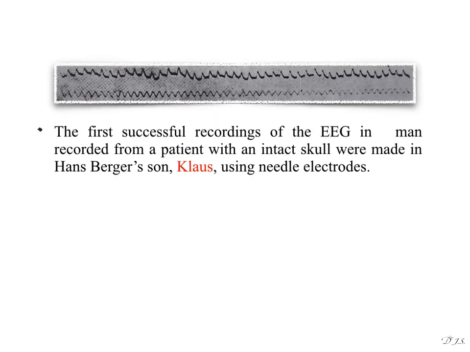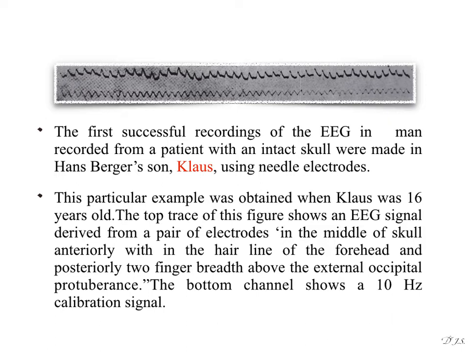The first successful recordings of the EEG in man recorded from a patient with an intact skull were made in Hans Berger's son, Klaus, using needle electrodes. This particular example was obtained when Klaus was 16 years old. The top trace of this figure shows an EEG signal derived from a pair of electrodes in the middle of the skull, anteriorly within the hairline of the forehead and posteriorly 2 finger breadths above the external occipital protuberance. The bottom channel shows a 10 Hz calibration signal.